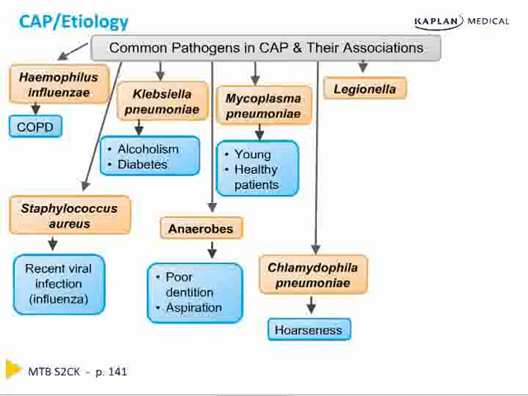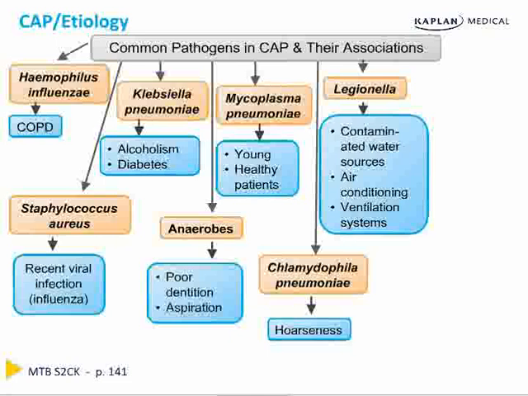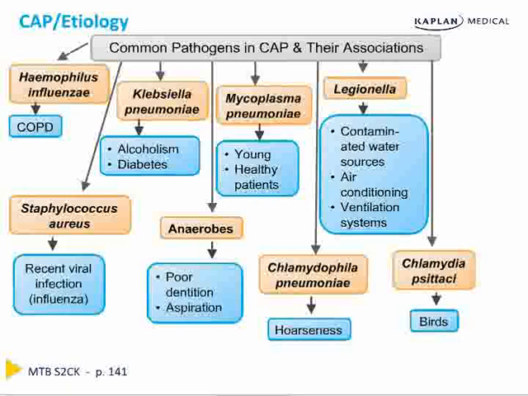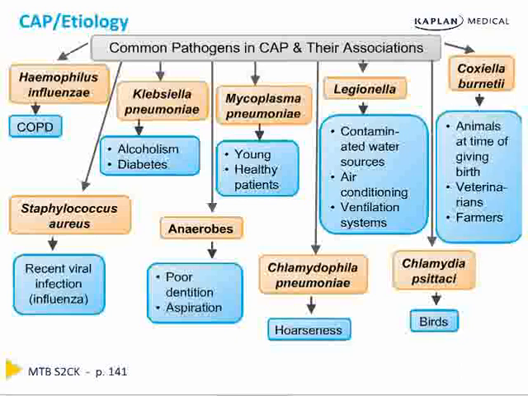Legionella can also cause community-acquired pneumonia, and this is usually found in places with contaminated water sources. Usually, air conditioning or ventilation systems are the culprit. Then we have Chlamydia psittaci. This type of chlamydial pneumonia is usually associated with birds and is only seen in people who have very close contact with birds. Lastly, Coxiella is another less common cause of pneumonia, and this is usually in people who have very close contact with animals at the time of giving birth, or in veterinarians or farmers.